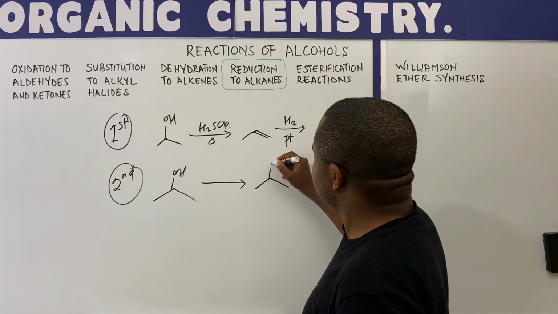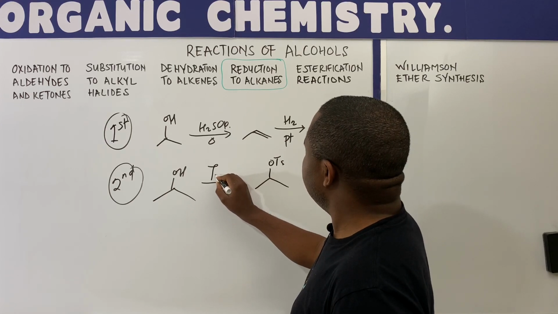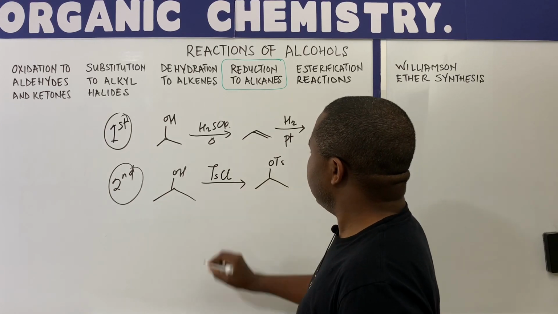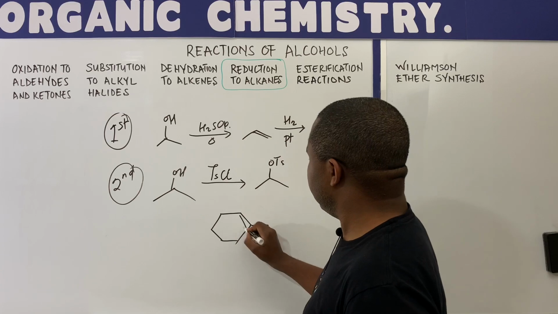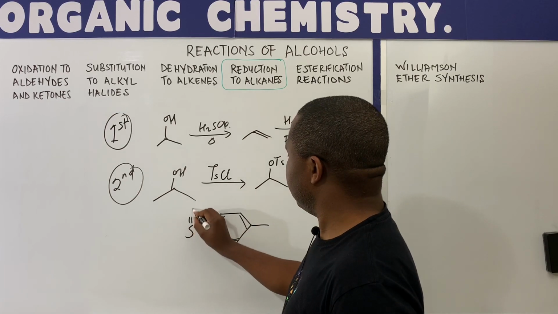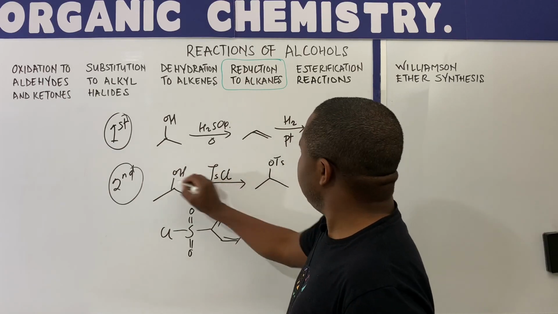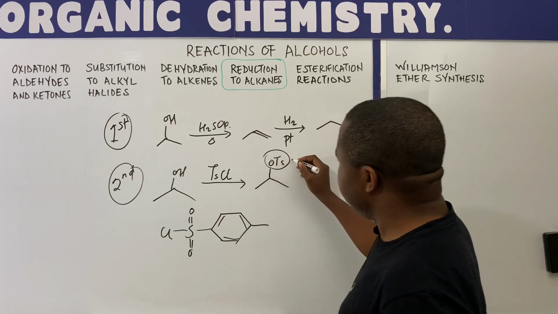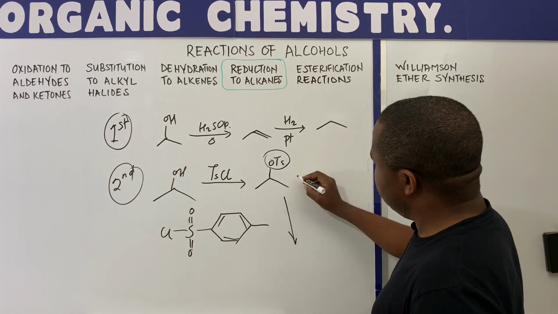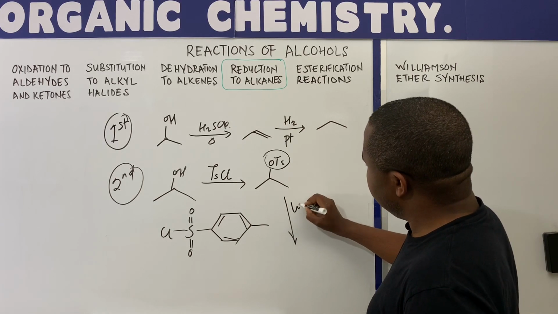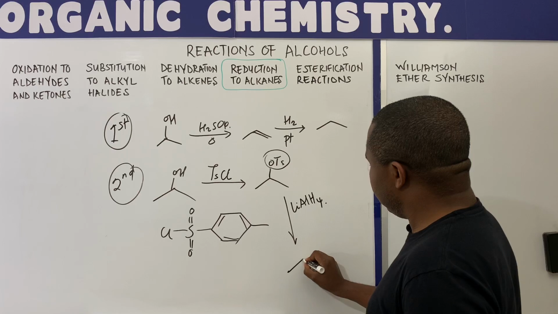So we have something like this, in the presence of tosyl chloride. Tosyl chloride is this, basically. So you convert this OH to this. This is a very good leaving group. That's why we're converting the OH to this. And then the second step in this method is to do a reduction using lithium aluminum hydride, so that we have this.